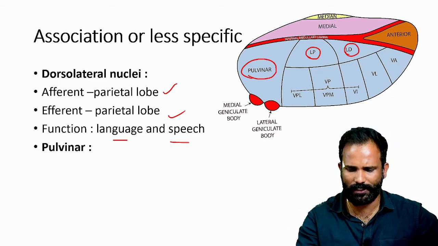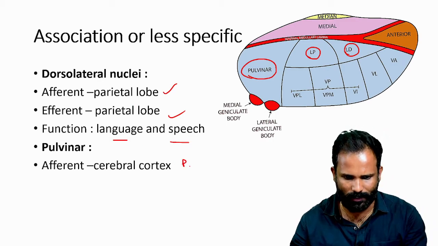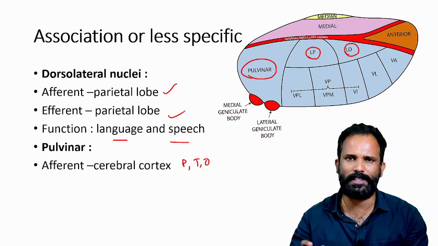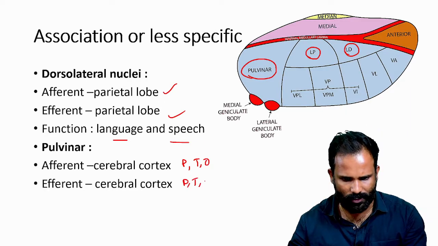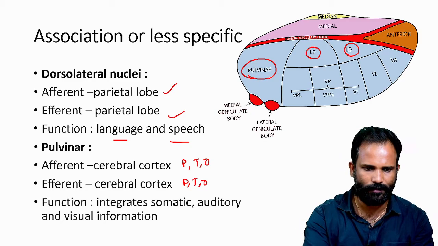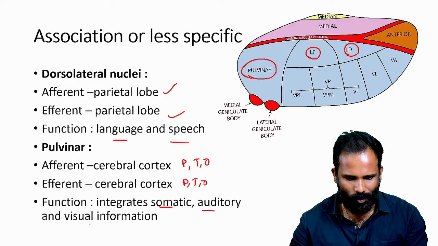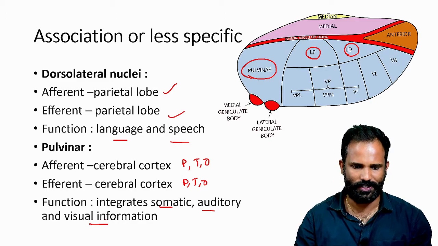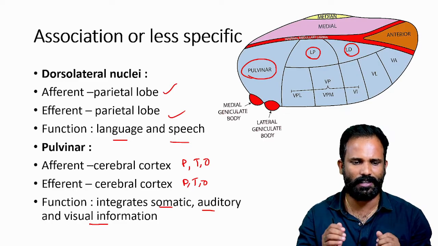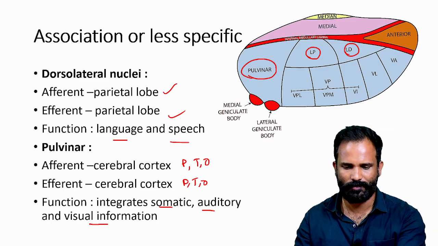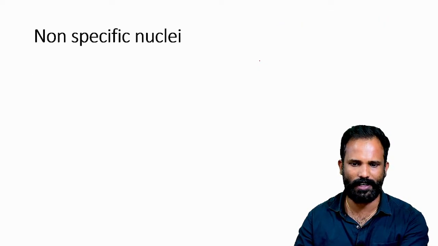Pulvinar, afferent is from the cerebral cortex, mainly from the parietal, temporal and occipital regions, and efferent is also to the respective regions, parietal, temporal and occipital, and it integrates somatic, auditory and visual information. So integration of three sensory, somatic, auditory and visual occurs with the help of pulvinar. So these are the three non-specific or less specific nuclei.